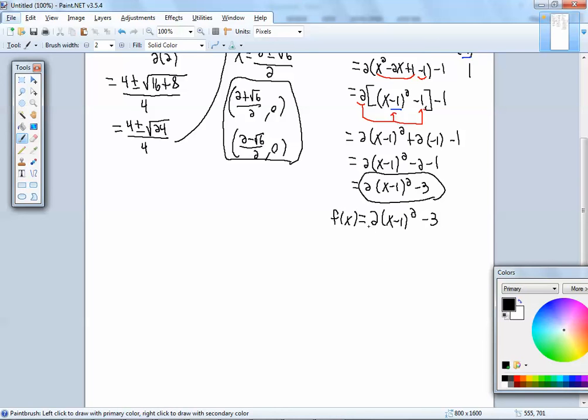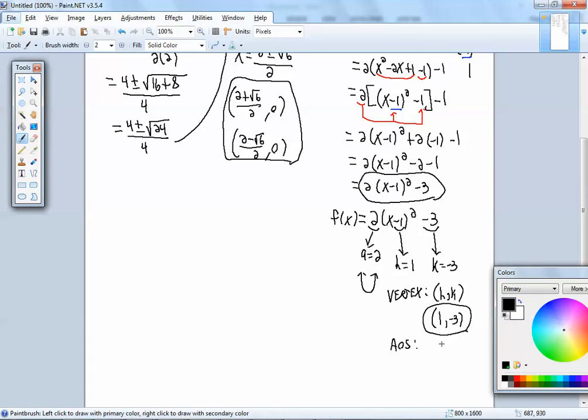Whatever number's in front of your parentheses is your a, so a is 2, which means our graph opens up. Whatever number's inside with your x is your h, and it's always the opposite sign, so h is 1. And your number at the end is your k, so k is equal to -3. Next thing they're asking for is the vertex, which is (h, k), which would be (1, -3).